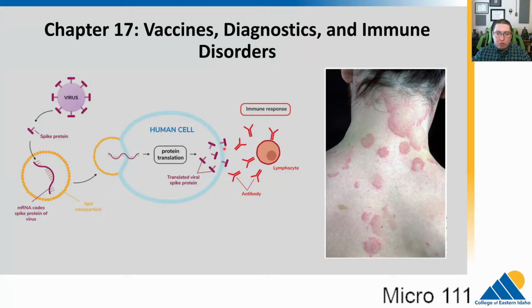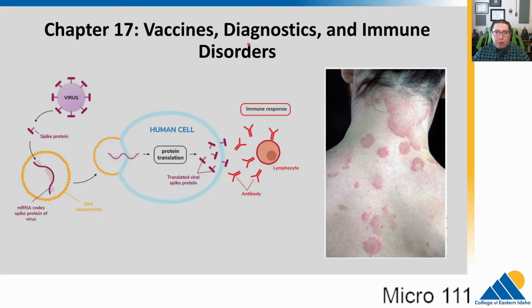All right, we're into chapter 17 now. And in this chapter, we have kind of a diverse set of topics. We're first going to talk about vaccines, how they utilize the immune system, particularly the adaptive immune system. This is going to be the main portion that will be included on your paper in chapter 17.